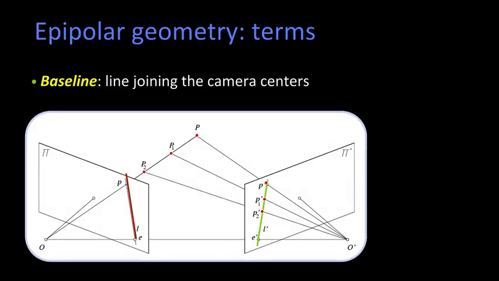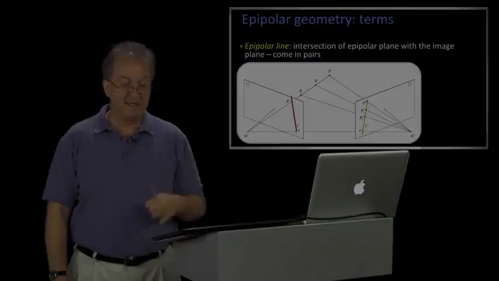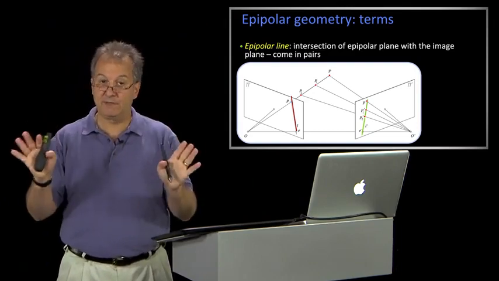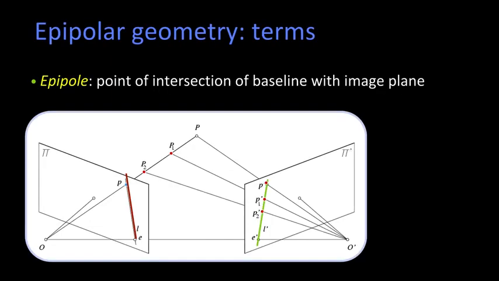It also allowed us to define a couple of terms. The baseline was just the vector separating the 2 centers of projection. The epipolar plane we just talked about, given a world point, and that baseline defines the plane. The epipolar lines were the intersection of the epipolar plane and each of the image planes. So that's a pair of corresponding epipolar lines. The epipole of each image was the point in the image plane that intersected the baseline. And we said sometimes you don't actually see that.